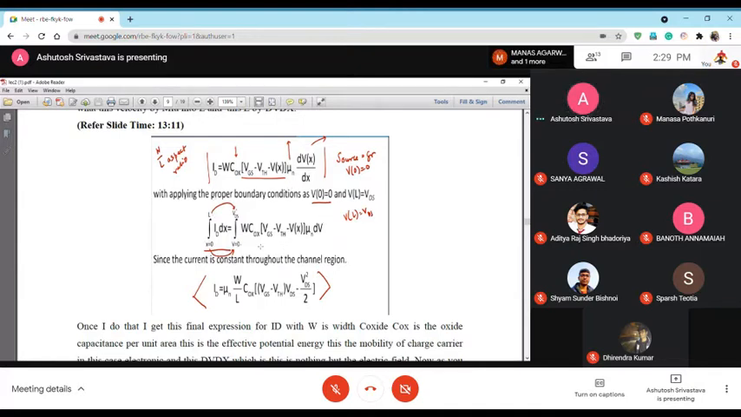and that is how you get the overall value of current. So when you solve this, you already know the value of your ID. Okay, so this is what you get as a constant current throughout the channel would be this value. Please note down.